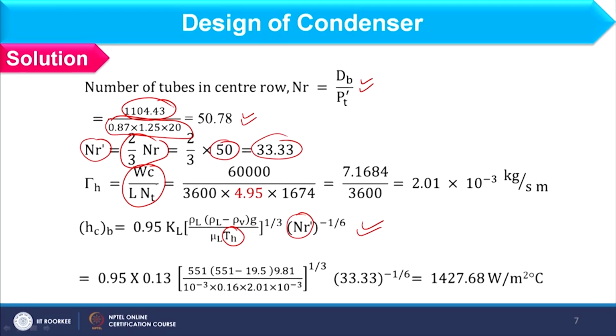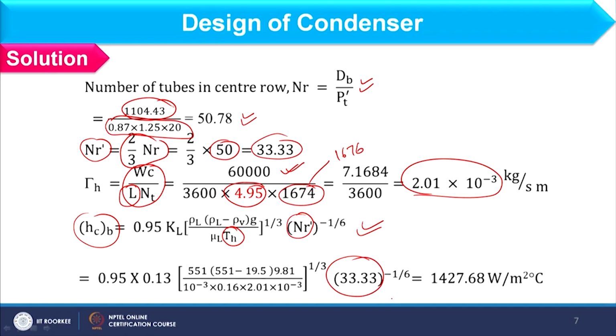So, the Nr dash value we have obtained as 33.33, and next we have to find out gamma h, that is the tube loading, and you can find that out based on Wc by L into Nt, and as we have discussed, this should be L effective. Okay. Considering all these expressions and the L effective length, we can find out gamma h as 2.01 into 10 power minus 3, and here also we should consider the number of tubes as 1676, right. So, considering all these values, we can find out HCB, and if you see here, I am putting Nr dash in decimal only.